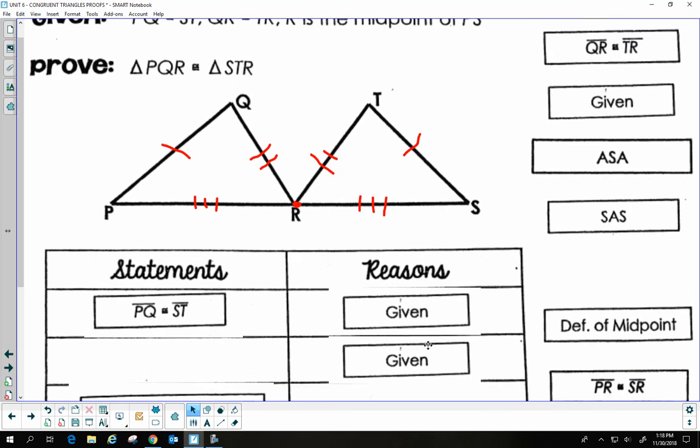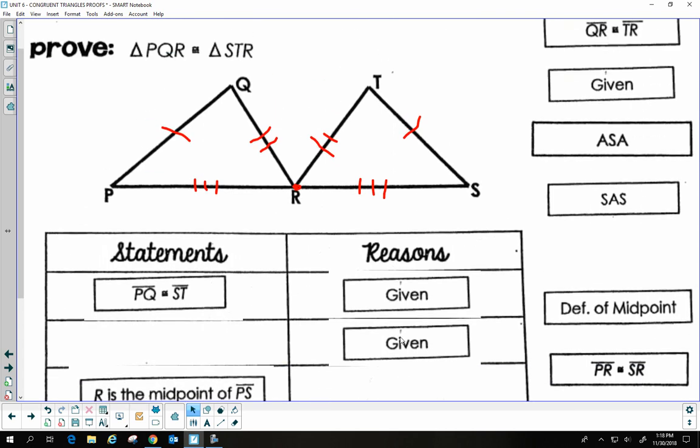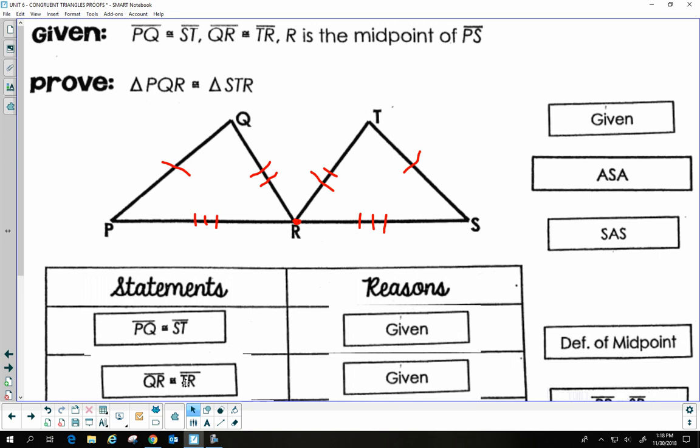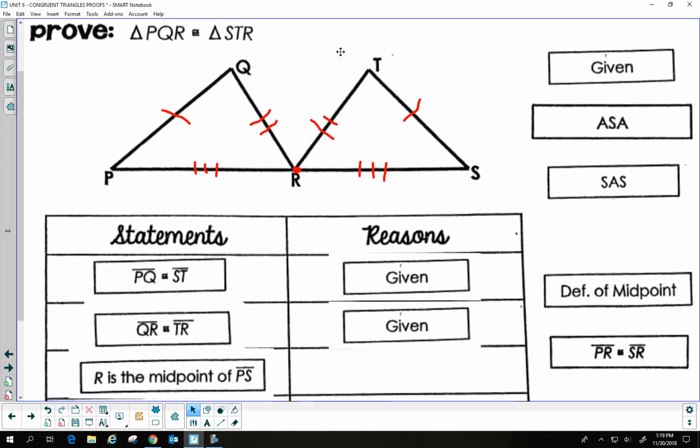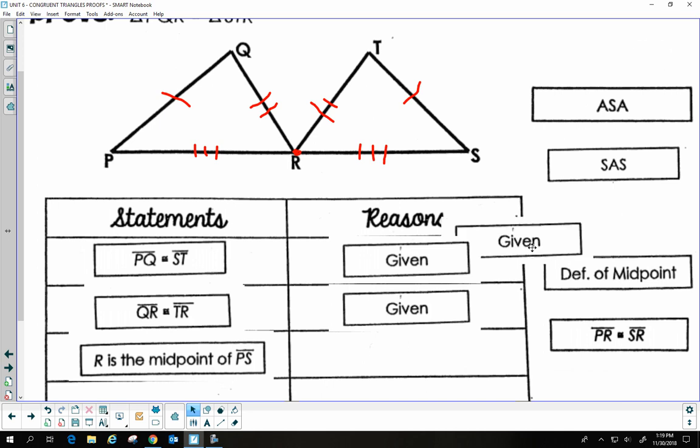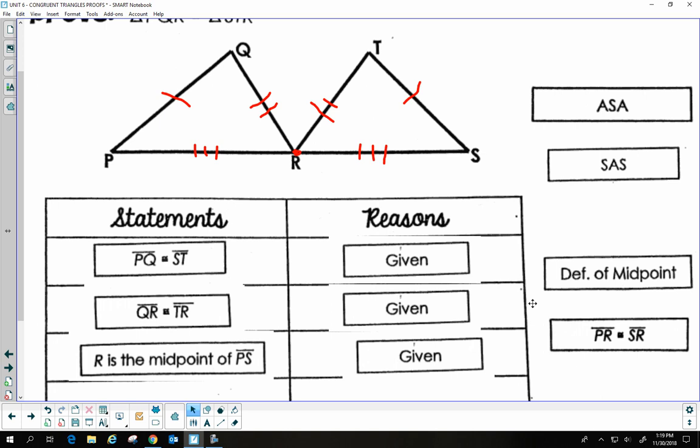Notice here I have two reasons are given, and so I have three pieces of given information. So in this proof, I've decided to put all three givens on a different line. And so my first given is PQ congruent to ST. My next one is QR is congruent to TR, so we're going to grab that and we'll put it over here. And then our last given is that R is the midpoint of PS, and that's already on the statement side, so we'll put our reason it was given to us.